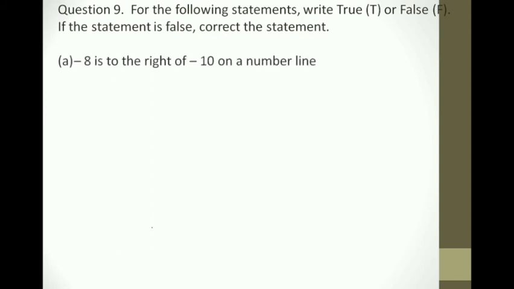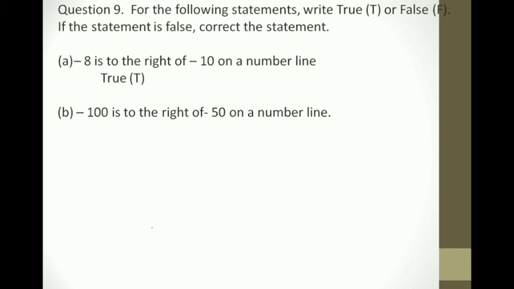Question number 9. For the following statements, write true as T and false as F. If the statements are false, correct the statement. Negative 8 is to the right of negative 10 on the number line. We know that the right hand side always has the bigger number, and between two negative integers, the smaller is always bigger. So this statement is true.